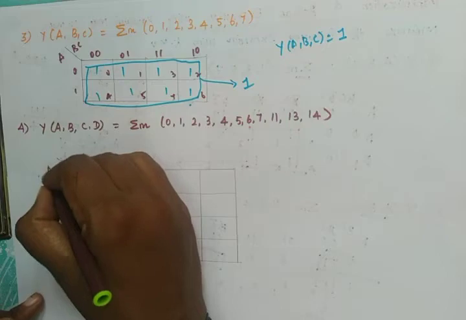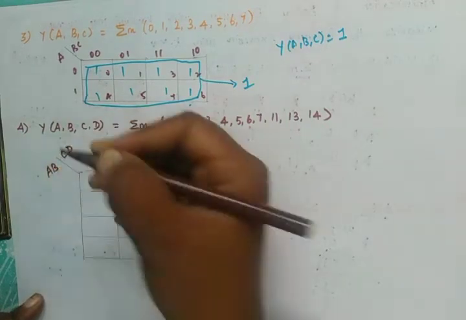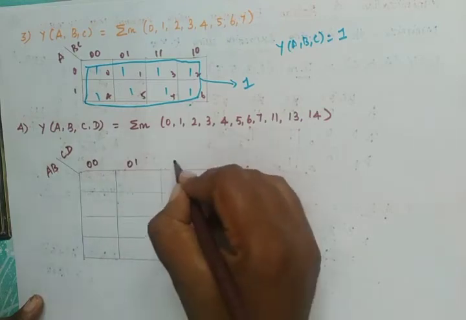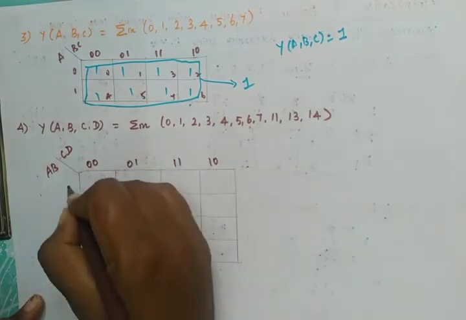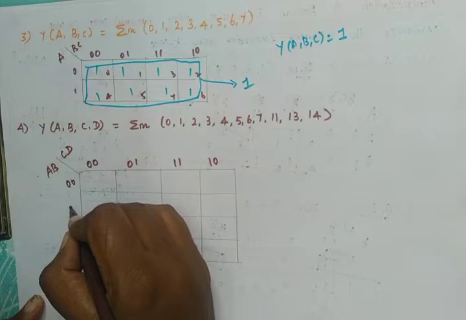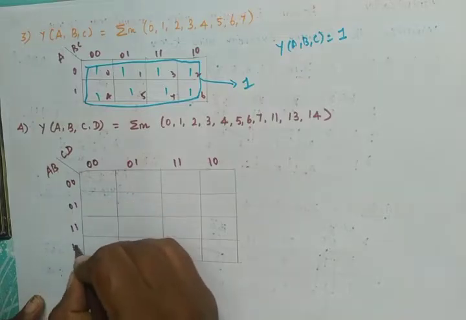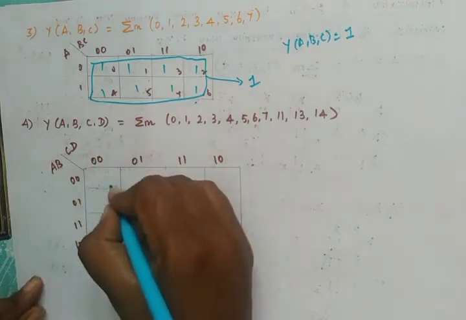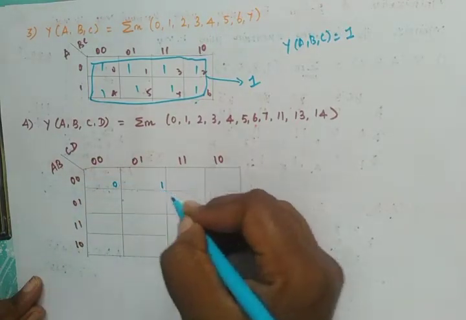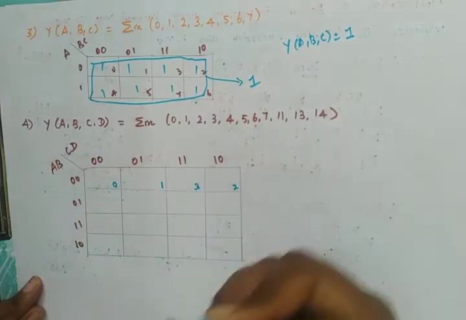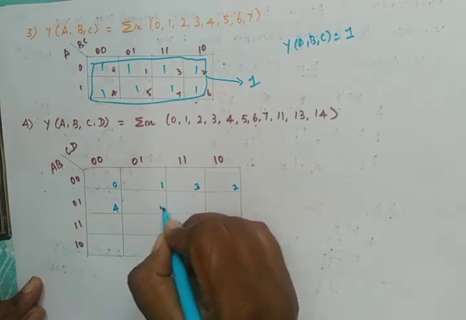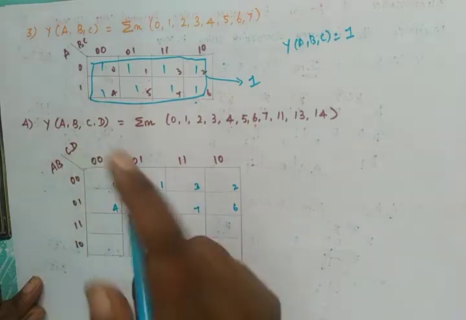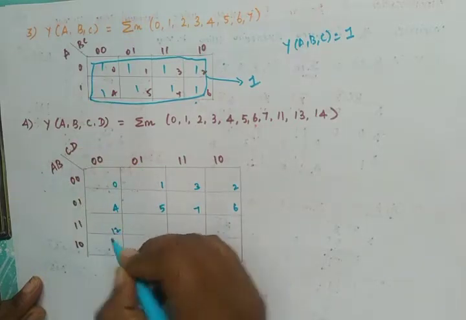A, B, C, D. So again use this gray code 0 0, 0 1, 1 1, 1 0. Here also we have to follow the same thing, 0 0, 0 1, 1 1, 1 0. Now write the numbers. 0 0 0 0 will be 0, this is 1, this is 2, this is 3. Here we have 4, 5, 6, 7. Now listen, 1 1 0 0 will be equal to 12.